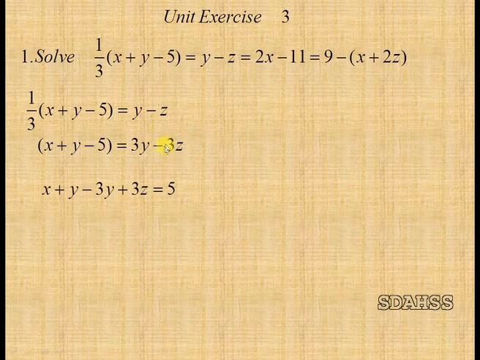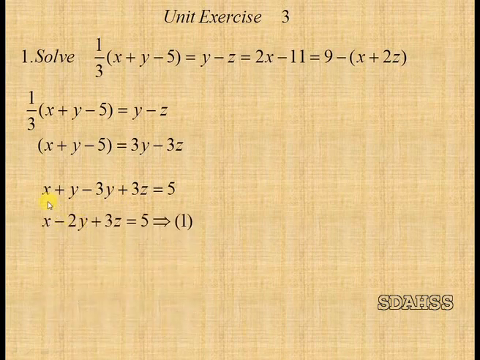Then bring the right hand side terms to the other side. Keep the left side as it is, x + y. You bring this minus 5 to the other side, it becomes positive, plus 3y becomes minus 3y, minus 3z becomes plus 3z. On simplification, you have x + y - 3y, that is x - 2y + 3z = 5. Mark it as first equation.